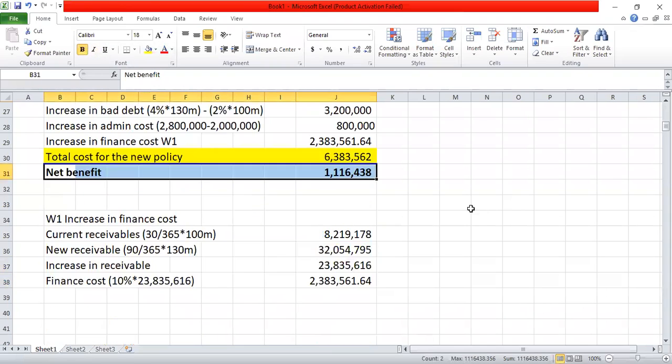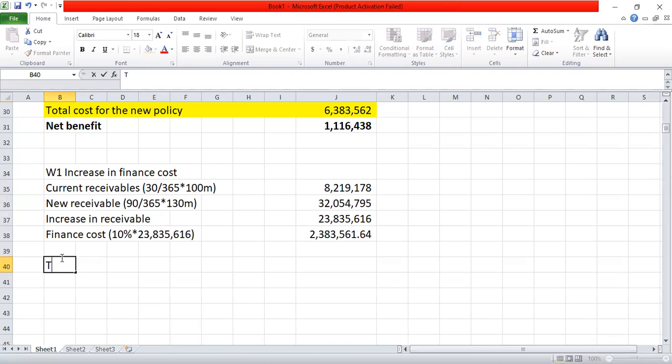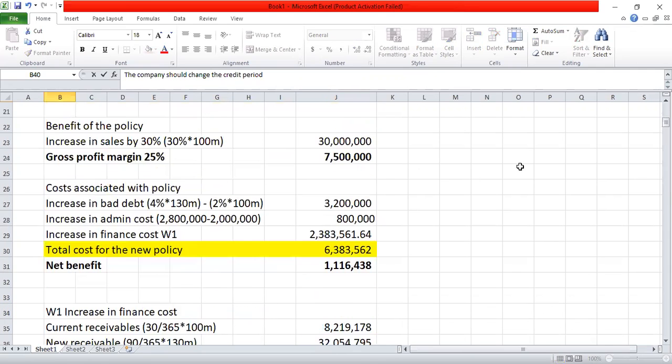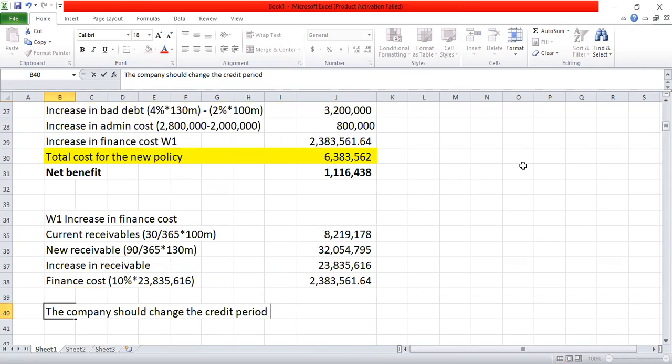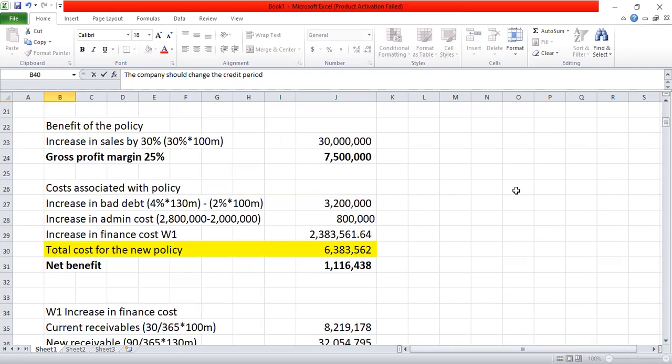So since we are having a profit, the company should change the credit period. So that is how you are going to analyze a policy involving extending a credit period.